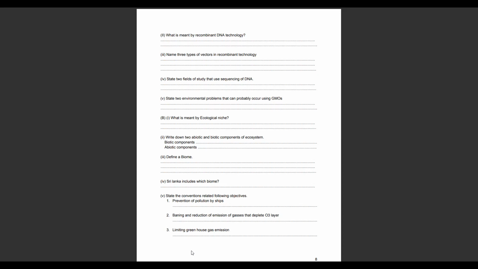Number 5. State the conventions related to the following objectives. Number 1, prevention of pollution by ships: MARPOL, International Convention for Prevention of Pollution from Ships. 1 mark. Banning and reduction of emission of gases that deplete the ozone layer: Montreal Protocol. 1 mark. Number 3, limiting greenhouse gas emission: Kyoto Protocol. 1 mark. Transboundary movement of hazardous waste: Basel Convention.